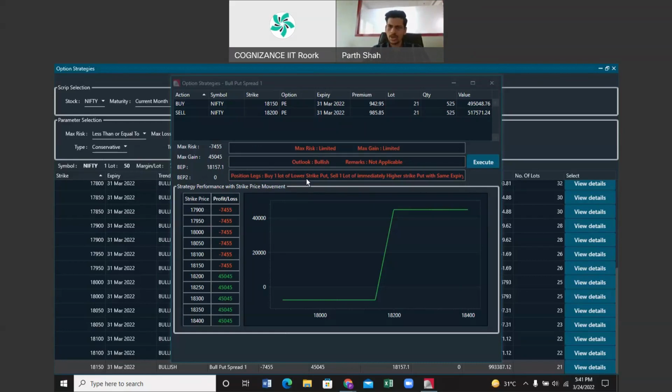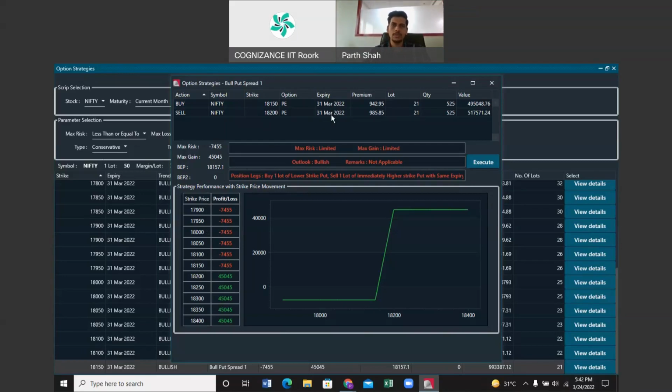So you can execute the same by taking one lot as well, and your max gain and max loss will reduce at that particular ratio. So if you see, until the market comes at 18,150, you will bear the loss of this. So say on 31st March 2022, if market is at 18,100, then you will have the loss.